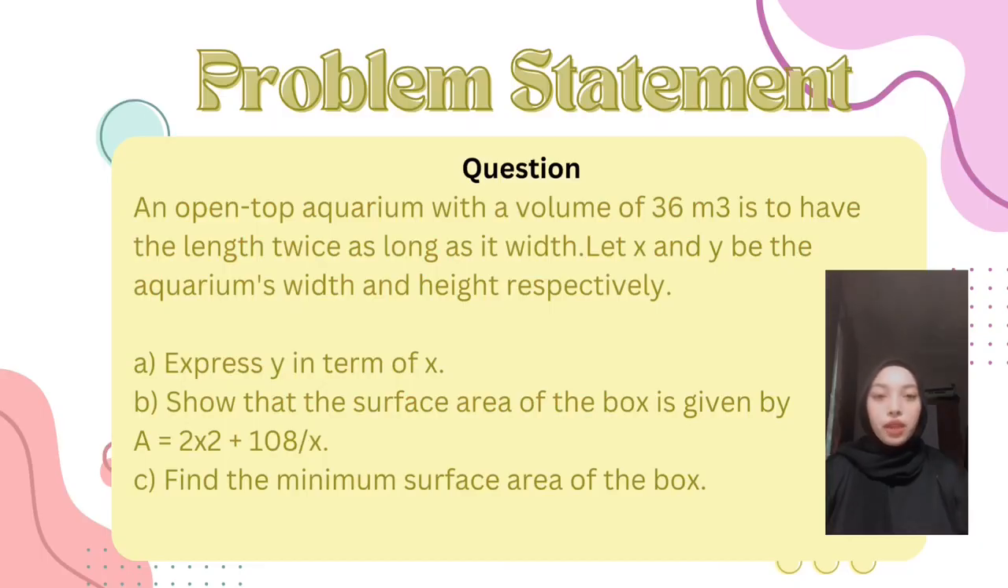For the problem statement, if you read this question, an open-top aquarium with a volume of 36 meter cube is to have the length twice as long as its width. Let S and Y be the aquarium's width and height respectively. So, V equal to 36 meter cube and we just don't know the length and width. So, we just write width is S and 2S for length because in the question, it says length twice as long as its width. Now, we go for question A.